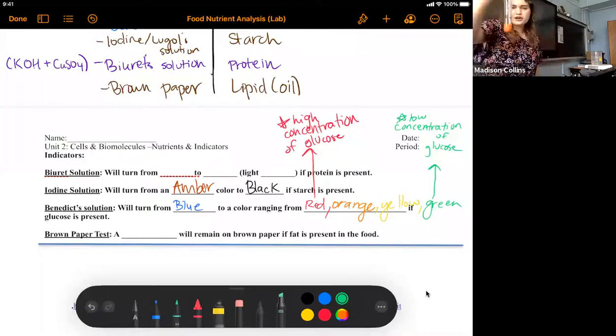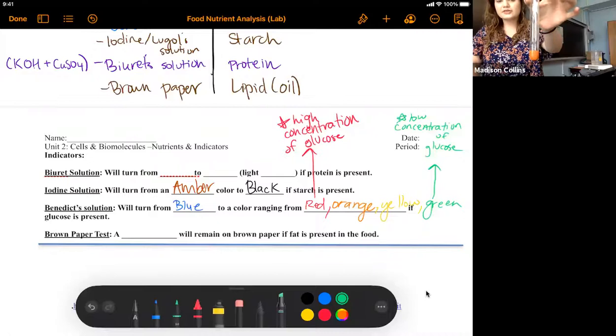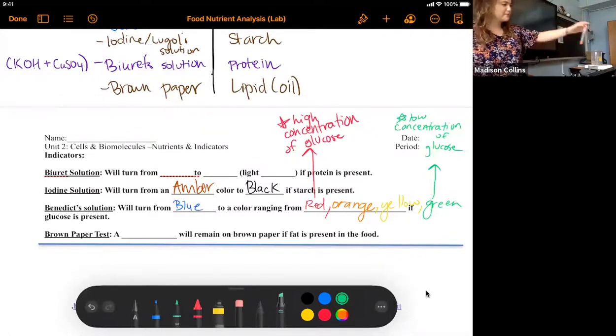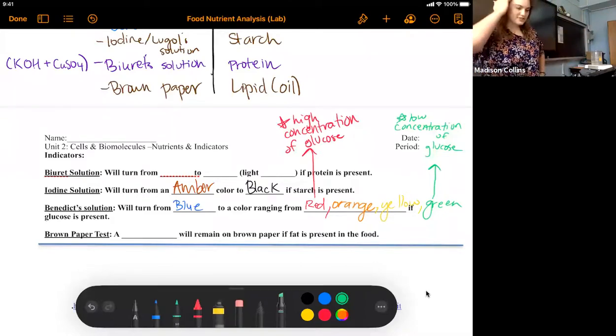Okay, so since we got an orange color, what does this tell us about our concentration of glucose? Is it higher or lower? Higher. Right, so this tells us that there was actually a high concentration of glucose in that solution because we saw it turn from blue to orange. Great job. All right, so now we've got 2 out of 4 indicators done.